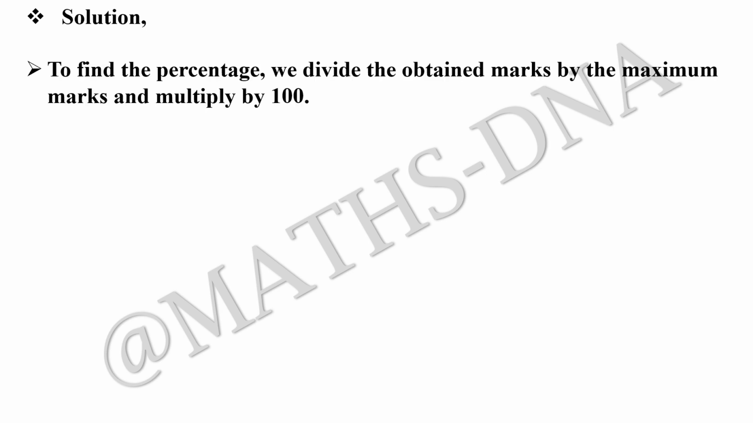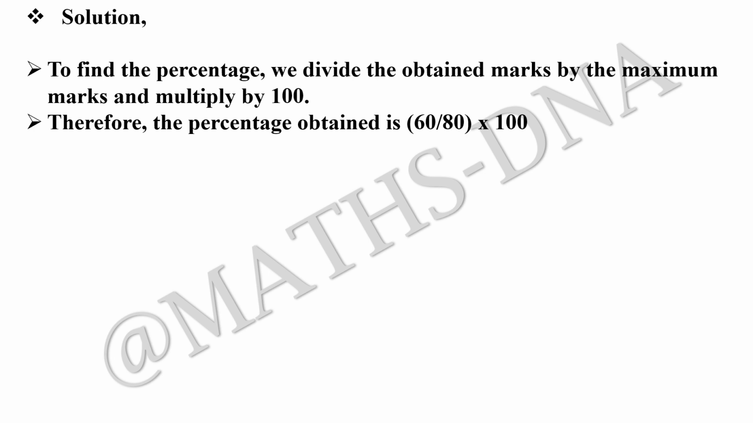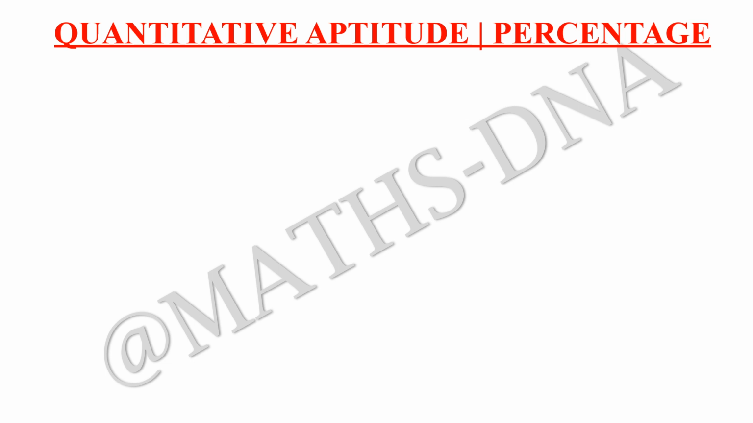Let me give the solution also. We know that to find a percentage, we divide the obtained marks by the maximum marks and then multiply it by 100, a standard basic formula to find percentage for any of the questions. Here, the student scored 65, divided by 80, so that will be 81.25, option B. Moving on to the next one.